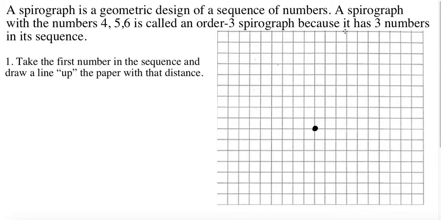because it has 3 numbers in its sequence. So the first step that you'll see on your paper already done is that we are going to draw a point that's labeled home, and what we'll be doing is we're going to go up that first number of the sequence. So in this case, it's the number 4. So we go up 1, 2, 3, 4 units.